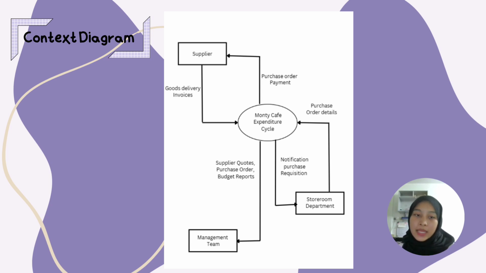The second entity is the supplier. The supplier responds by delivering the required goods along with the delivery invoice, which is recorded as part of the expenditure cycle. In return, the supplier receives payment for their goods, completing the transaction. The third entity is the management team, which is informed by supplier quotes, purchase orders, and budget reports. These documents enable management to oversee costs and maintain alignment with the cafe's financial objectives. The relationships in this system ensure a smooth and efficient process. The storeroom ensures stock needs are identified, suppliers deliver the necessary goods, and management oversees and evaluates the financial details.